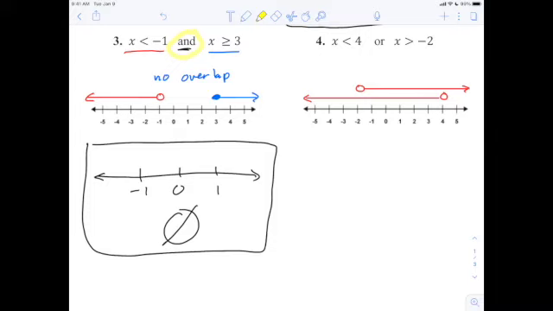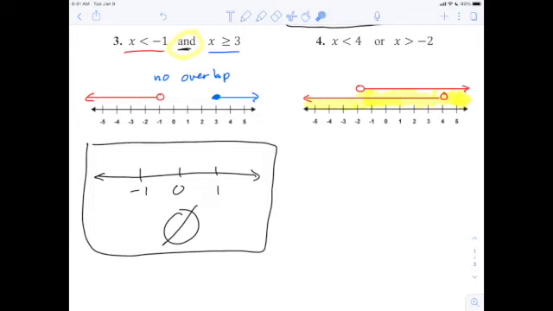Where are the numbers that are true for this or that? Well, all the numbers here are true. These are all the numbers that are less than 4, so this has got it covered. In the middle, this is where both are true. And beyond that, these are the numbers that are true for x is greater than -2. So you see the number line is always covered by at least one of them. So every number is part of the solution.